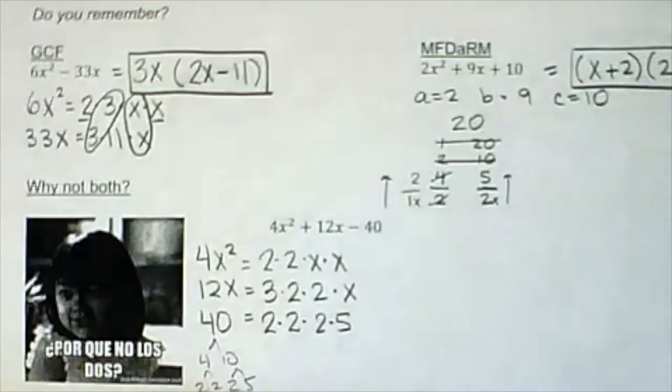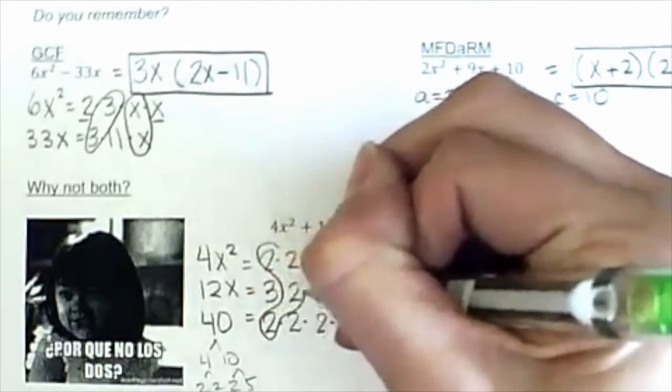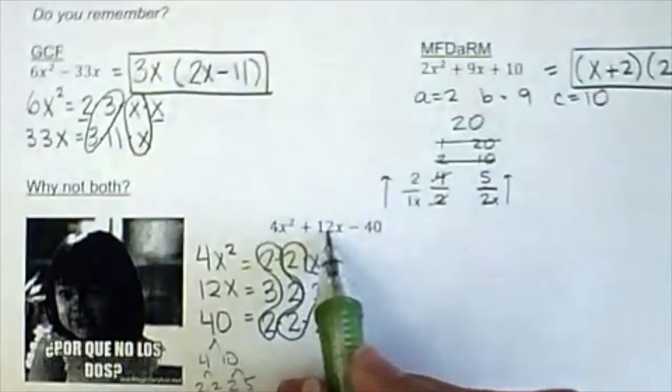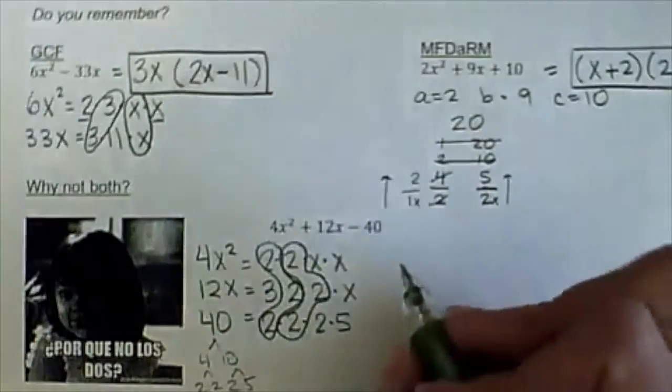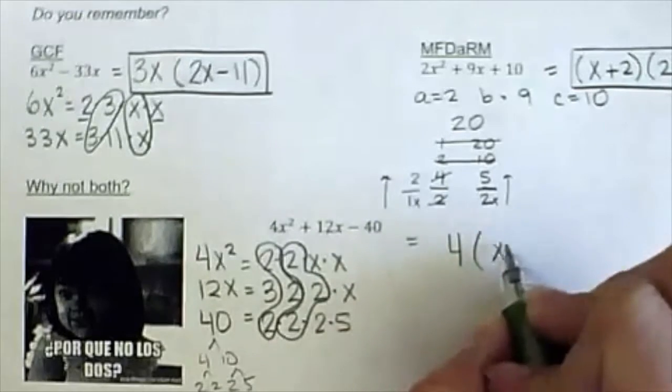So you can see all of those bottom numbers are the ones I'm going to use. I'm going to circle anything that's the same. That's going to be my greatest common factor. So I'm going to circle a group of 2 and then another group of 2. And those two groups, 2 times 2 would be 4. Hopefully you know that 4 goes into 4. It also goes into 12 and 40.